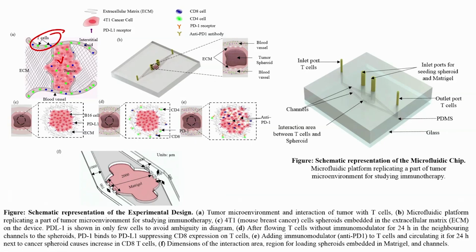This is again the same device, there is a glass at the bottom, there is a PDMS, there is an outlet port for T cells, there is an inlet port for seeding matrigel and spheroid, there is an inlet port for T cells, channels are there and interaction area between T cells and spheroid. So, what does the figure show? A shows tumor microenvironment interaction of tumor with T cells, B shows microfluidic platform replicating a tumor microenvironment, C will show 41 mouse based cancer cell spheroids embedded into the extracellular matrix.